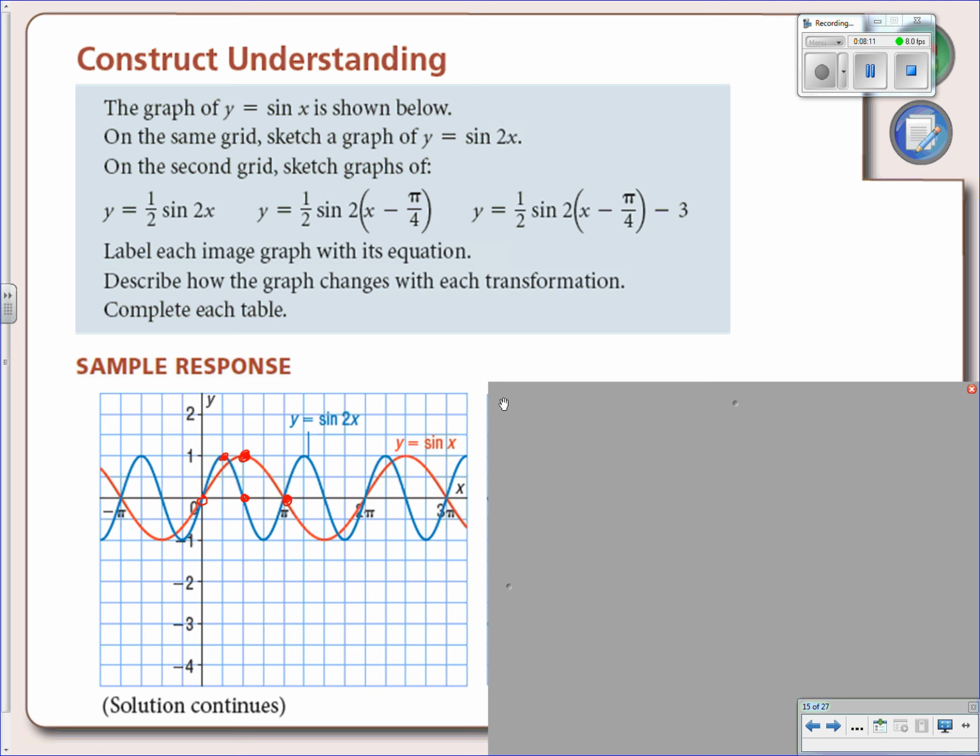The next one, 1/2 sine of 2x minus pi over 4. Well, that should be the same blue graph shifted right pi over 4. Let's see how that looks. The blue graph shifted right. My smartboard's playing tricks on me. We'll get this to work out. Here we go.